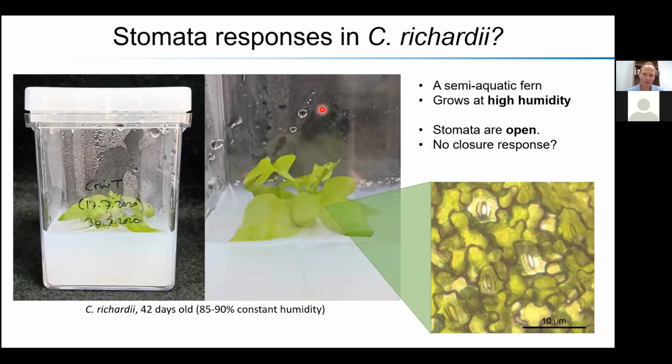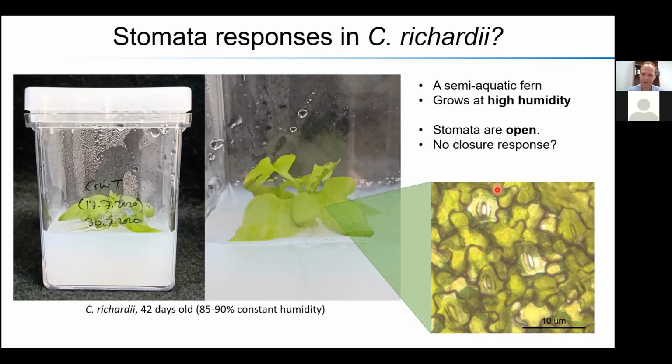So first off, Ceratopteris does have stomata on the underside of its fronds, which is good. So you can see them here. The complicating factor is that Ceratopteris is a semi-aquatic fern. It likes to live in a puddle. So we grow this plant at 90% constant humidity. So these plants have absolutely no reason to try and control their water loss.